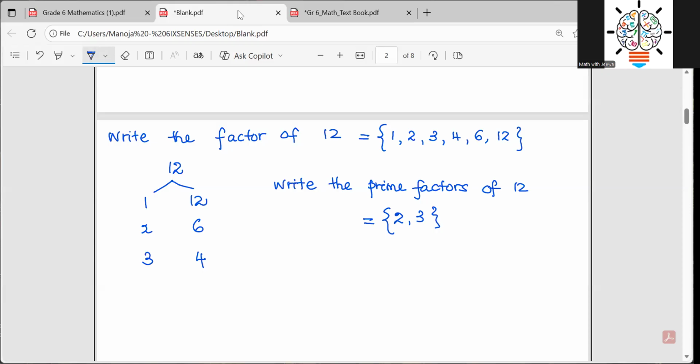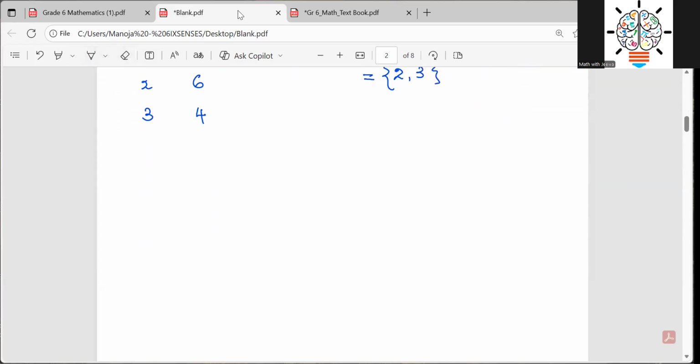Sometimes they will ask you to just write the factors of 12. In that case, you draw this tree diagram and write down the factors inside the curly bracket with commas. By any chance, if they have asked you to write the prime factors of 12, again you draw the tree diagram, and then out of these, you select the prime numbers, and inside the curly brackets, you write 2 and 3, right?